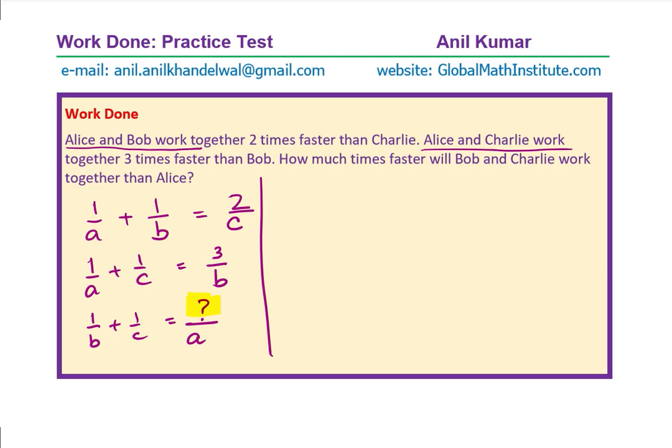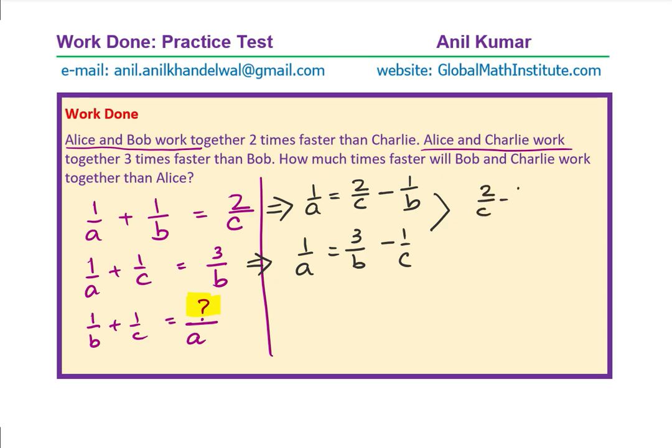So now, there are many ways to solve these equations. We can say from equation 1 that 1 over A is equal to 2 over C minus 1 over B. And from the second equation, we can write 1 over A is equal to 3 over B minus 1 over C. Now combine these two equations, because both are 1 over A, we can write 2 over C minus 1 over B is equal to 3 over B minus 1 over C. Now bringing the B's and C's together, we can say that 2 over C plus 1 over C is equal to 3 over B plus 1 over B, correct?